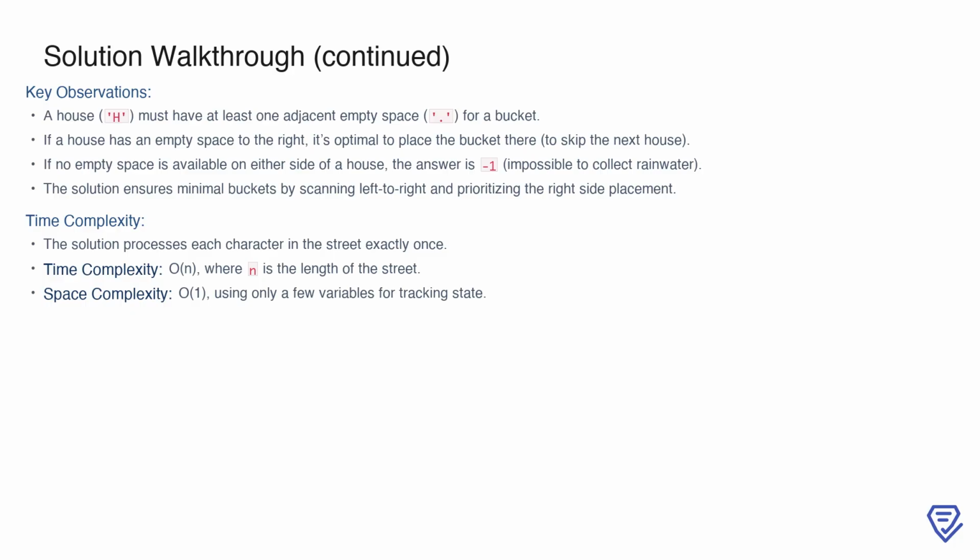This approach ensures the minimal number of buckets is used by scanning the street left to right and prioritizing right-side placements when possible. The algorithm processes each character in the street exactly once, resulting in a time complexity of O(n), where n is the length of the street. Since it uses only a few variables to track the state, the space complexity is O(1).